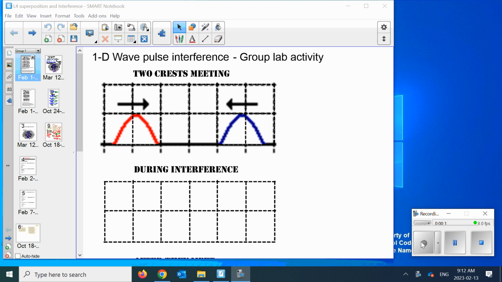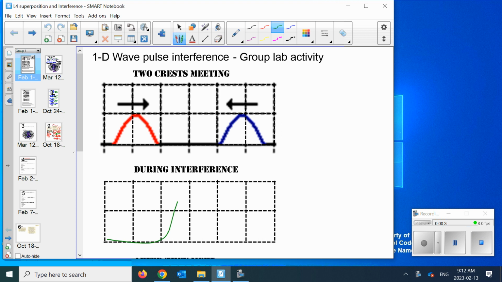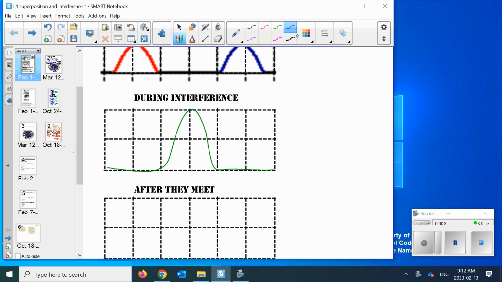Right? So, what happens when two crests meet, guys? What happens when they meet right in the middle? They double in size. So, I'm going to just call this the green thing in there. 1 plus 1 makes 2. And then after the fact, they pass through each other.